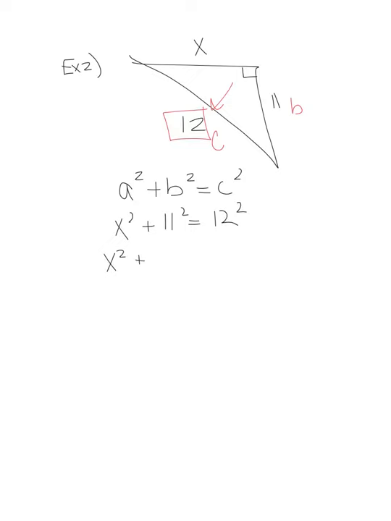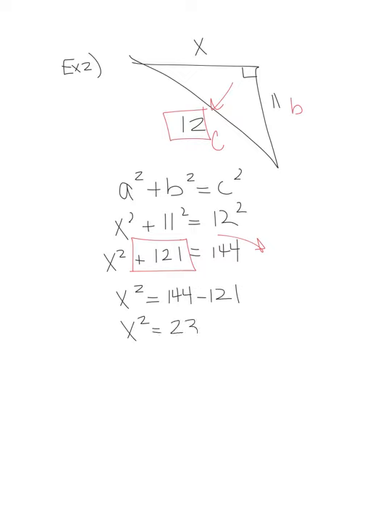X squared, 11 squared, so 11 times 11 is 121. And then 12 squared, 12 times 12 is 144. Now in order for me to get x by itself, I do need to take this and move it onto this side. So I'll be getting x squared is equal to 144 take away 121. X squared is equal to 23, and then again I need to square root, and the square root of 23 is 4.795, so 4.8. Sorry, that's a really messy 4.